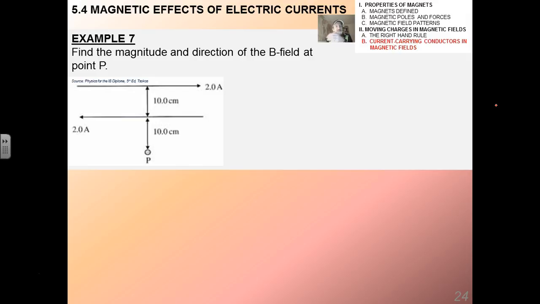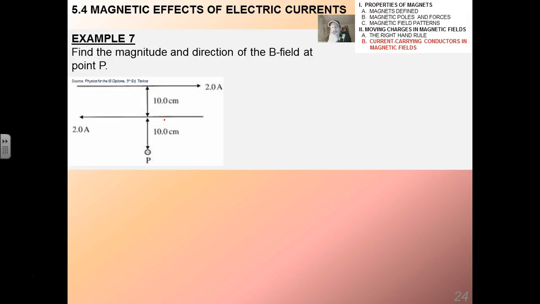Okay. So it's asking for the magnitude and direction of the B field at point P. At point P, there are actually 2 magnetic fields that we need to add up to get the total B field. There's a field as a result of the 2 amp wire going to the right, and a field from the 2 amp wire going to the left. Which of these wires would have the greater effect at point P? Clearly, it's the bottom wire because it's closer, right? Remember, B is proportional to 1 over r, okay?